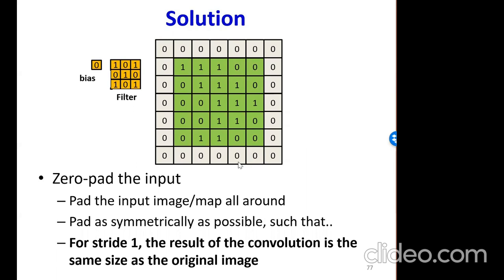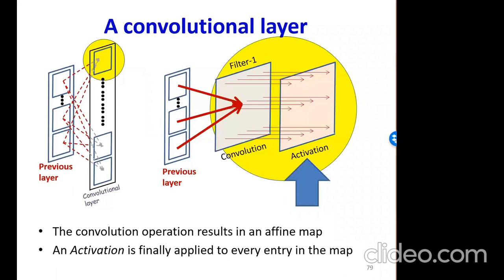And now we're going to scan this zero padded input using your m cross m filter. And this ensures that with a stride of 1, the output size is the same as your original input before the zero padding. So is that clear to everybody? Okay. So the outcome of this convolution is going to be this affine map. To get the actual output of the layer, we then apply an activation to every element in the affine map to get the output layer.